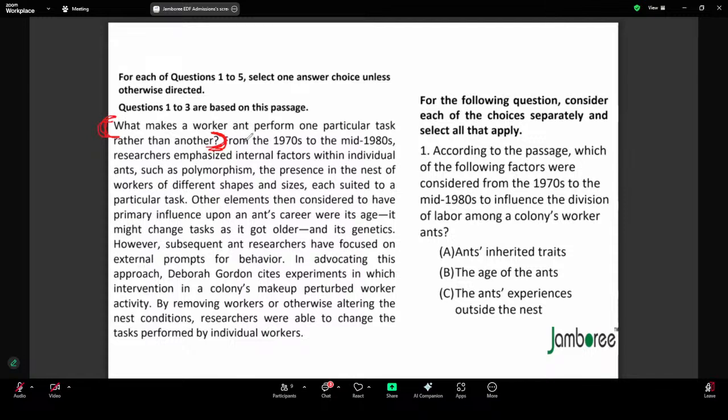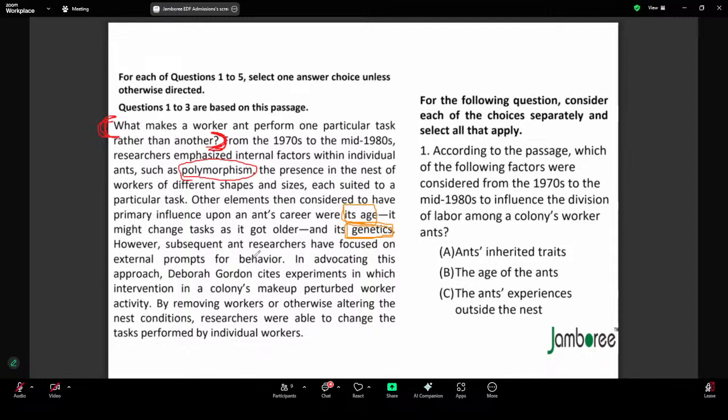But it does change. From here to here, they emphasize internal factors like polymorphism. That means you morph into something else. In the presence of a nest, workers of different shapes and sizes, each suited to a particular task. Elements considered to have primary influence on ants' careers: the first reason they're giving us is age, as they get older. The second reason is genetics. Pretty much similar to human beings, except we don't get crushed generally.